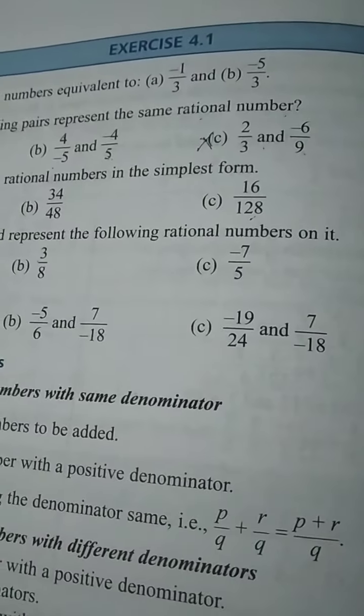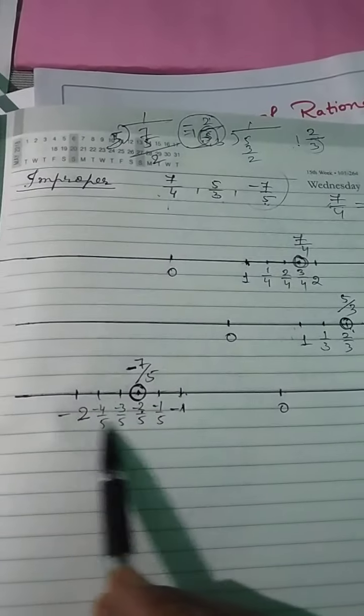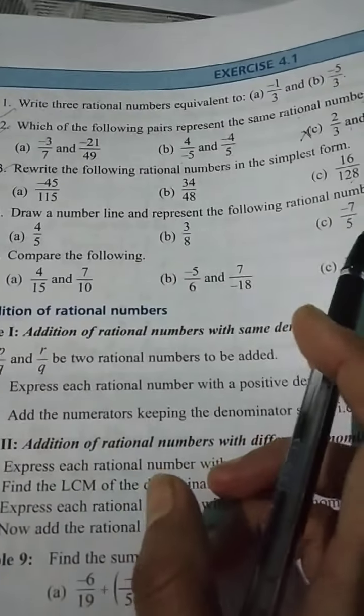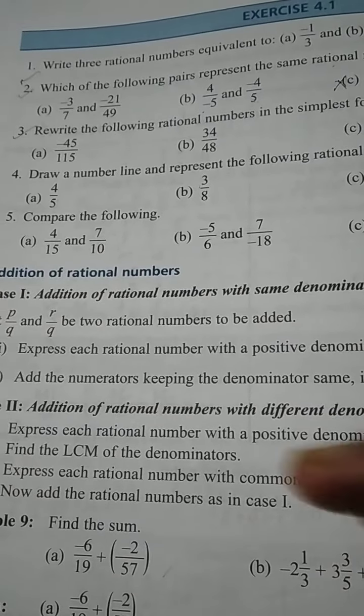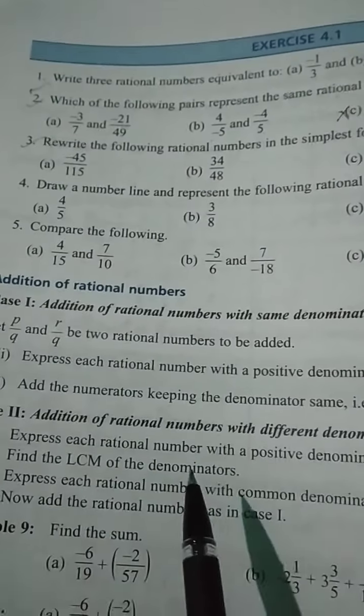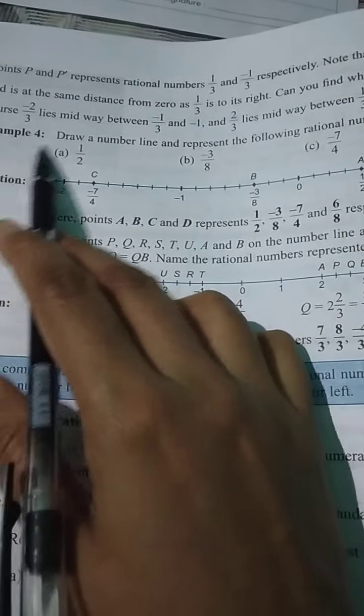-7 by 5 is improper. So improper I have also explained. You can see -7 by 5, this one. Got it? So students, one more thing: you can plot all these numbers on the same number line also. But I want you to draw each and every number on a separate number line as I have drawn, so that you can understand it better. After that, you can draw all these numbers on the same number line also, because it is given in your example. You can do both, but I want you to draw them separately so that you will understand better.